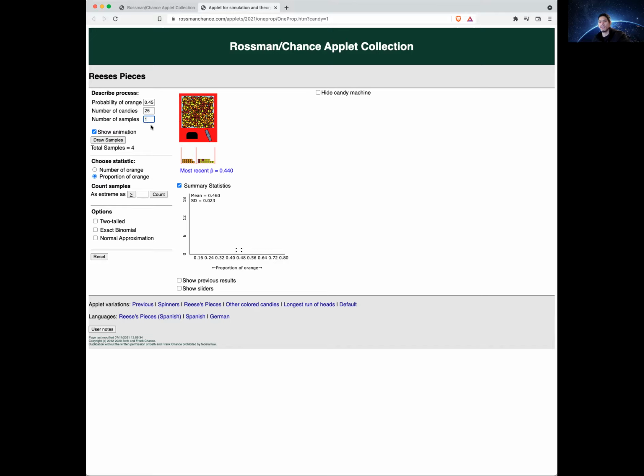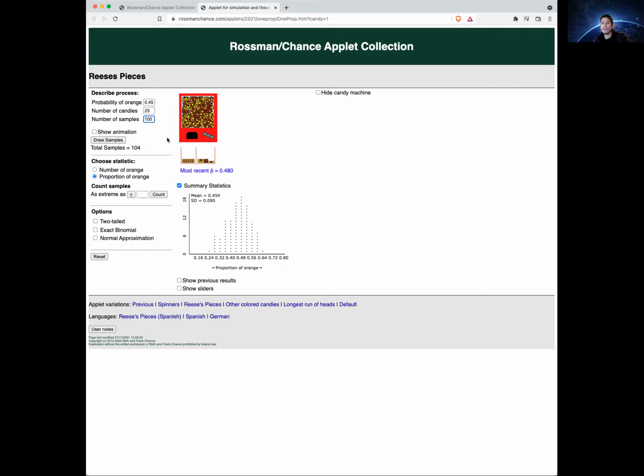So let's go a little bigger. Let's do 100, and we won't show the animation to save time, even though it is fun. Let's draw 100 samples of size 25, and bang, this is what we got. So we can start to see that it's looking like it's going to form some sort of normal curve. It's not perfect yet, but it's starting to get centered at close to 0.45. 0.45 is somewhere right here. And the mean of this is 0.454, standard deviation of 0.09.